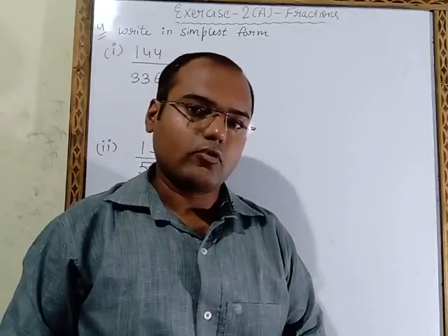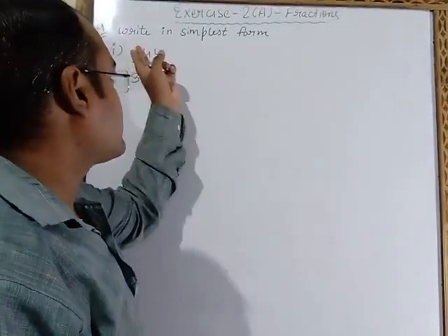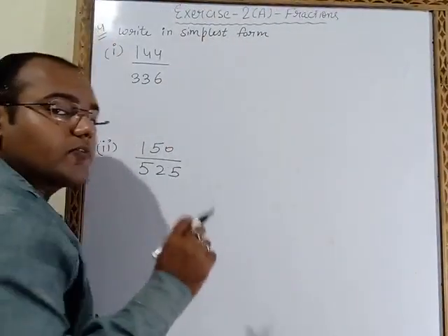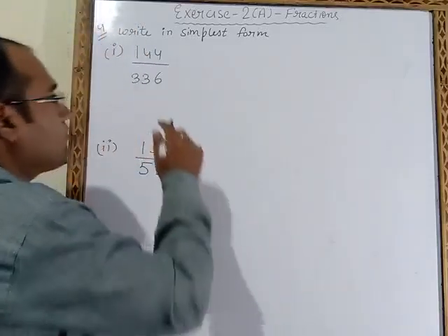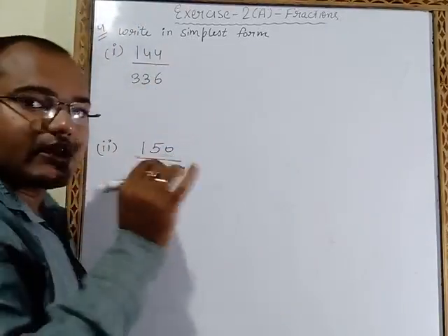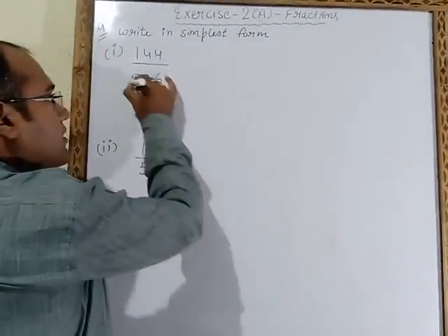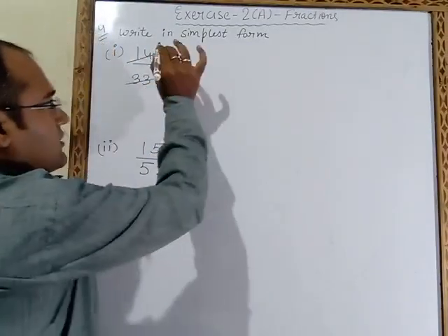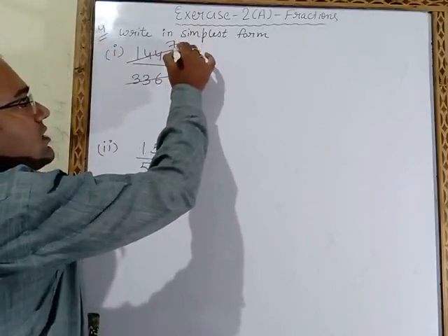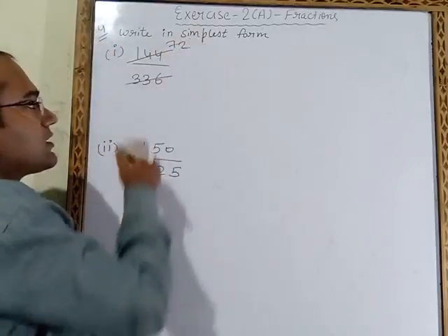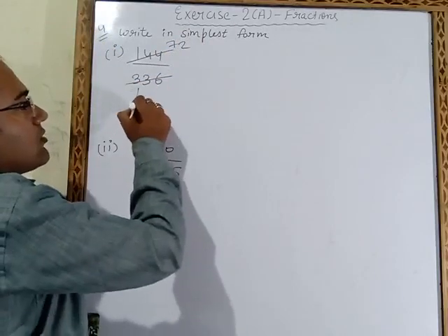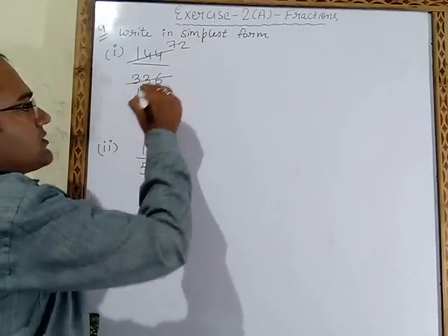Now come to question number 4. The fourth question is write in simplest form. So in simplest form what you have to do? You have to cancel these two numbers with the same table. As these two numbers are coming in the table of 2, I will cancel these with 2. 2 sevens are 14, 2 twos are 4. See, in the same way this one also we will divide by 2. 2 ones are 2, 2 sixes are 12, 2 eights are 16.